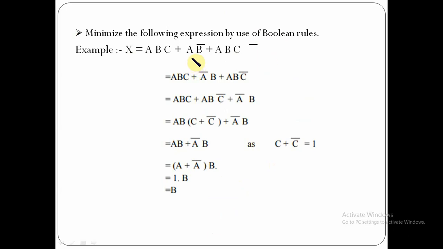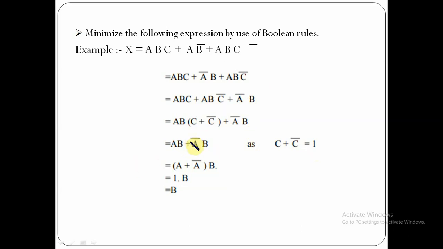Another expression using Boolean rules. The expression is ABC plus A bar B plus ABC bar. Here are some missing terms. Then we apply C plus C bar means 1 for the missing terms. Hence we get A bar B and C plus C bar, that is 1. Hence the final equation is AB plus A bar B.